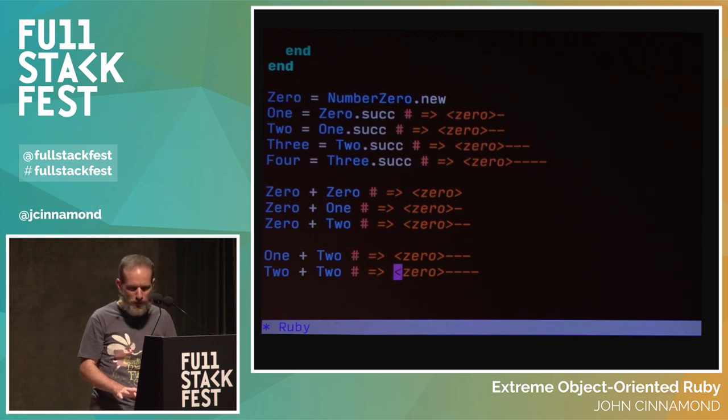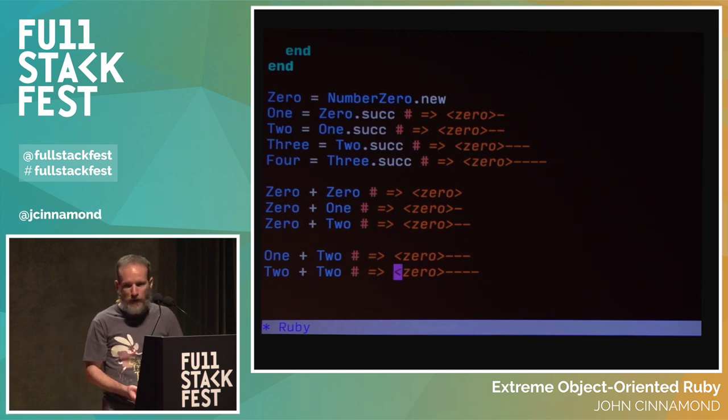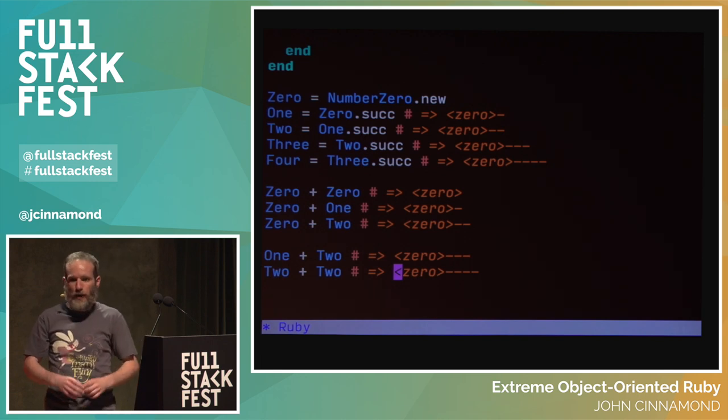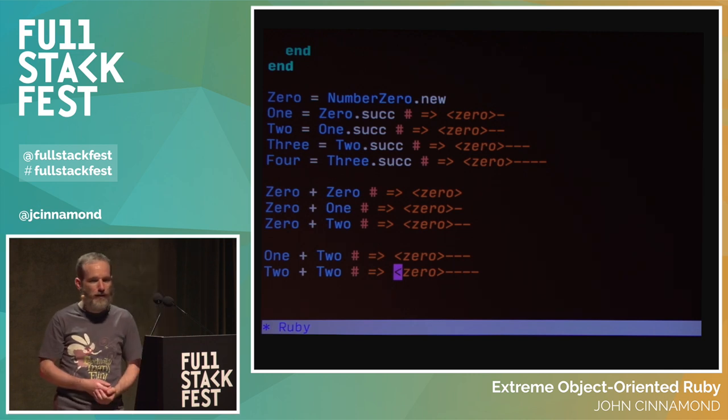Now, let's just stop for a second and look at this. All I'm doing is defining classes, instantiating them, remembering where they are and sending them messages, and yet just using this, we can rebuild a number system and we can make them add together. I think that's kind of amazing.